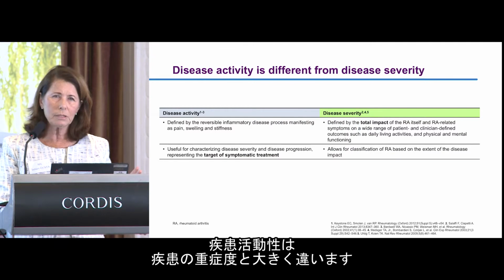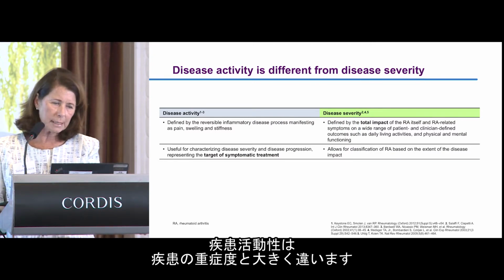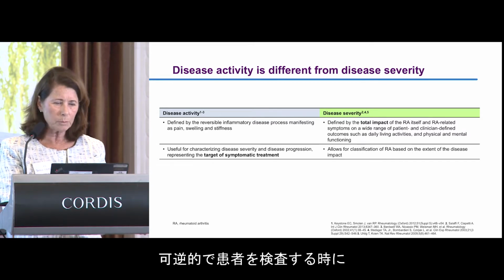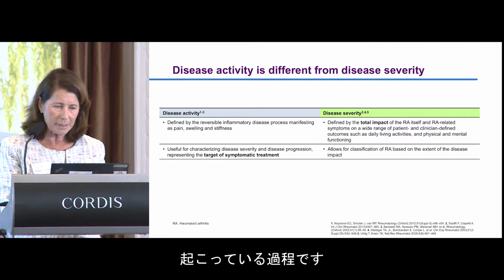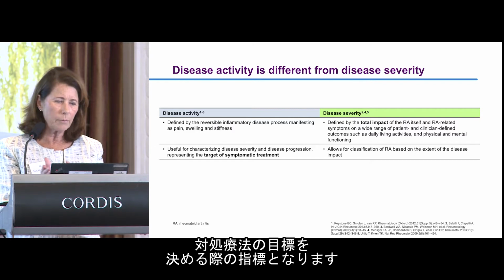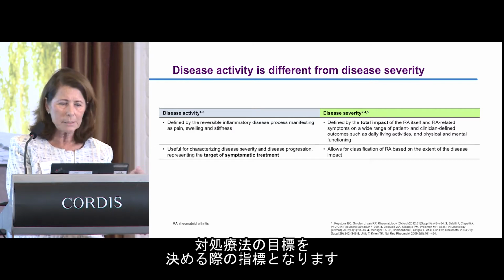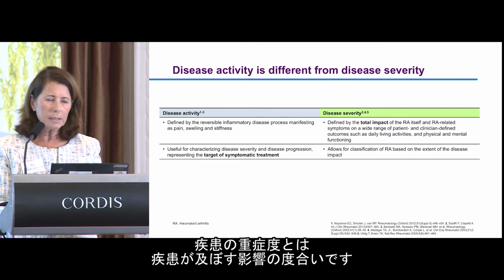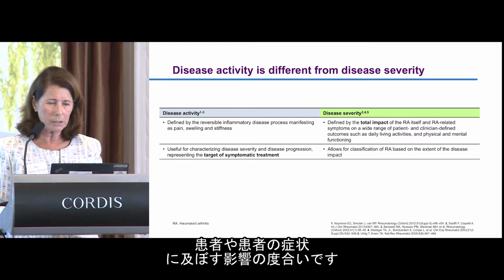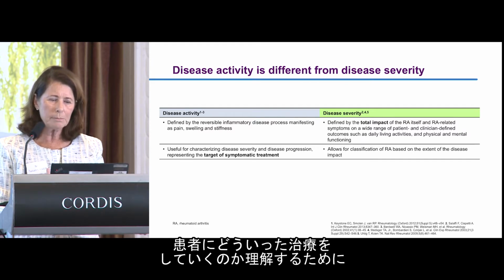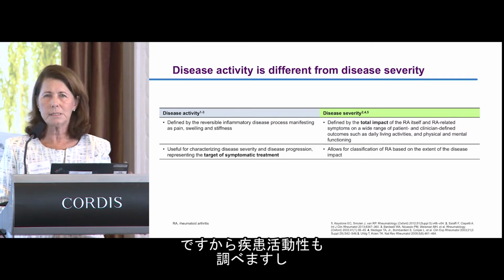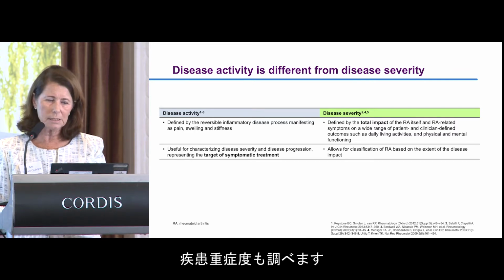So disease activity is very different from disease severity. Disease activity is what you see when you assess the patient, what is reversible and what is the process going on at the time you examine them. And you're looking at the disease progression, and you're looking at representing the target of symptomatic treatment. Disease severity is the impact of the disease, and that's the impact to the person and the symptoms. And you must measure both of those to understand what you need to be doing for a patient. So you're looking at the disease activity and you're looking at the disease severity.